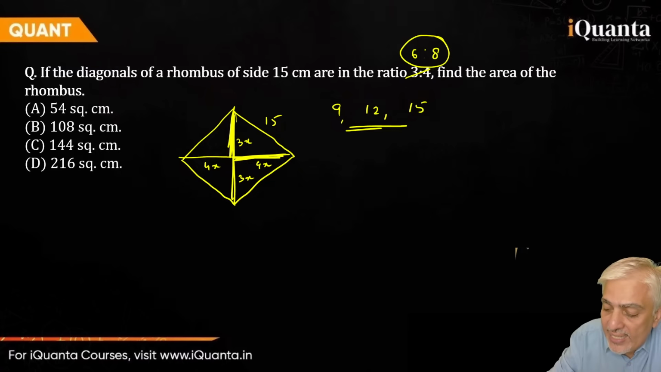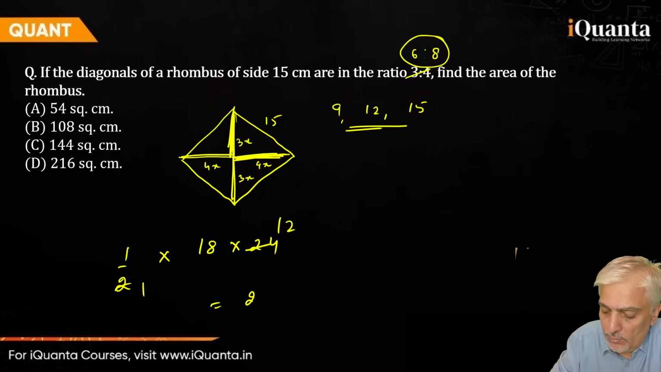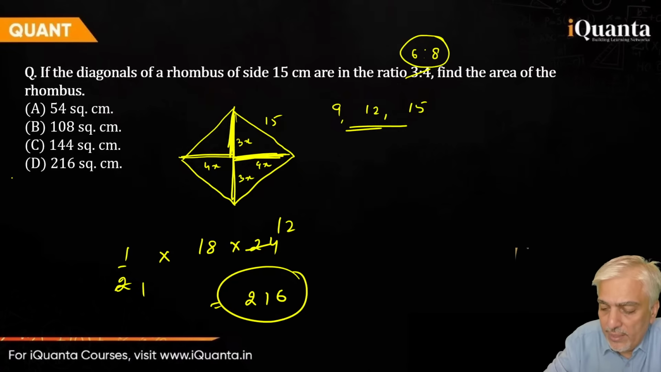9 plus 9, 18 is one diagonal. 12 plus 12, 24 is the other diagonal. Area of the rhombus is half into D1 into D2. How A? Answer is D.